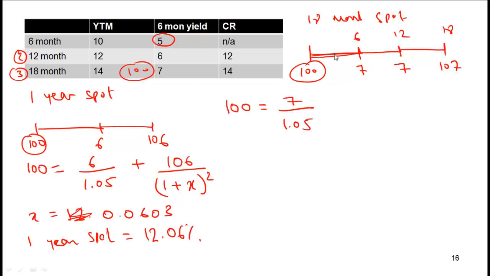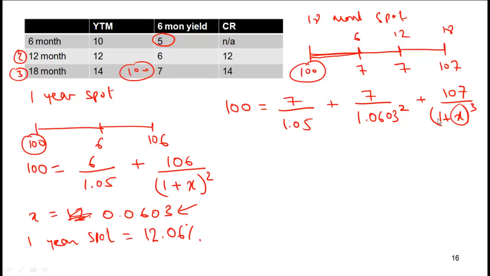That is the 6-month version of the 6-month spot rate. Remember, the 6-month spot rate is 10%, and that 10% is an annualized number. So for 6 months, we will use 5%. Plus the second 7, this we now discount at this rate. So here we will say 1.0603 squared, because we have 2 6-month periods. And then finally the 107 needs to be discounted at 1 plus x cubed.